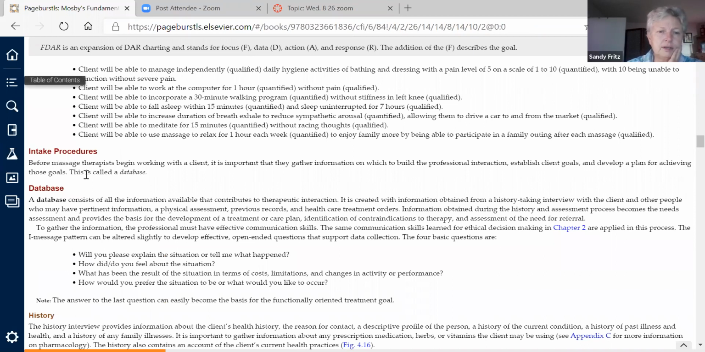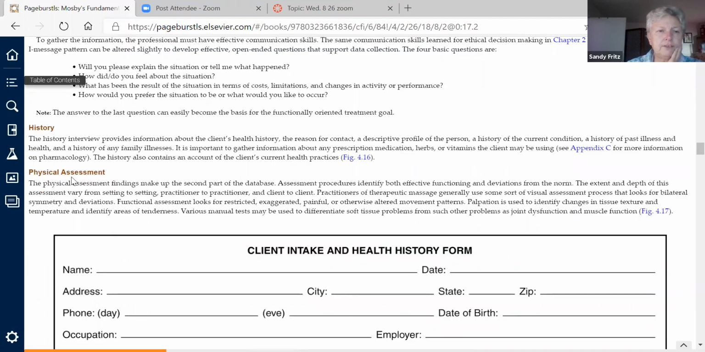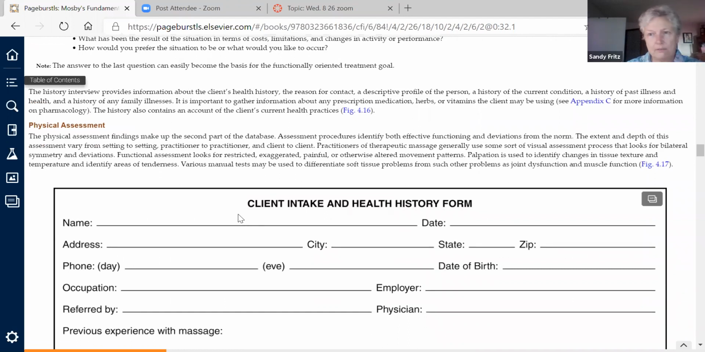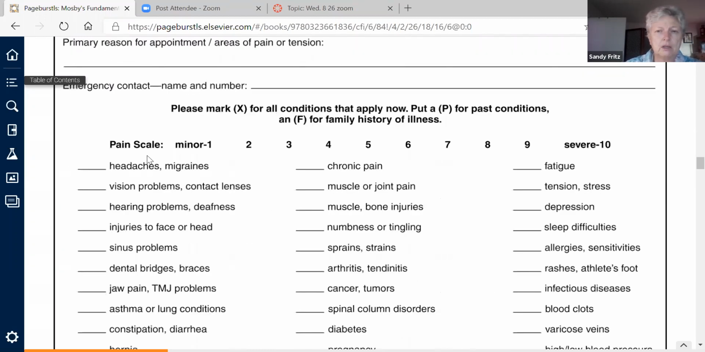So your intake, you collect information, you have a history form, you do a physical assessment, and here's an example, and there are a lot of examples. So this is just one of a client intake and health history form. This you would fill out at the beginning of a relationship with the client, the first time you see the client, and it would be updated periodically.